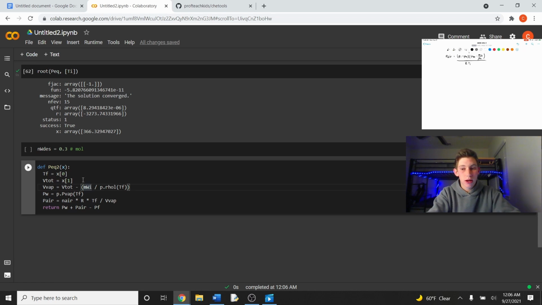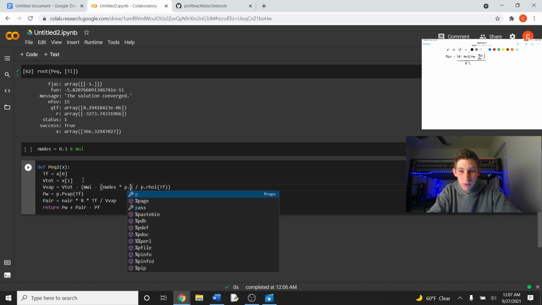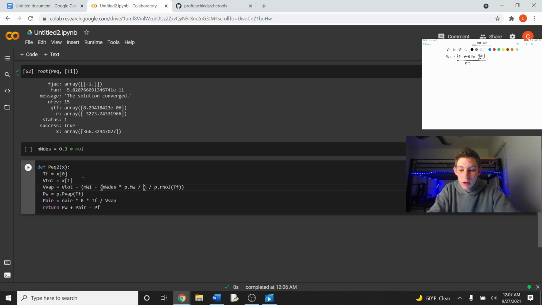So the biggest thing will be having to modify this part, because we need to take into account that the number of moles of the water vapor are going to be coming out of this. So essentially what we're going to be doing is subtracting that by the number of desired moles, but we need to multiply this by the molecular weight of water and then divide this by 1,000, because we need that in kilograms. So this is essentially still mass over density, which is volume.